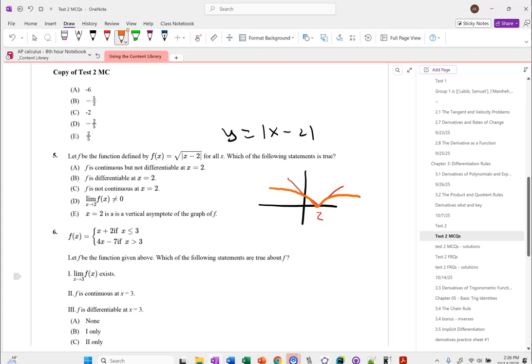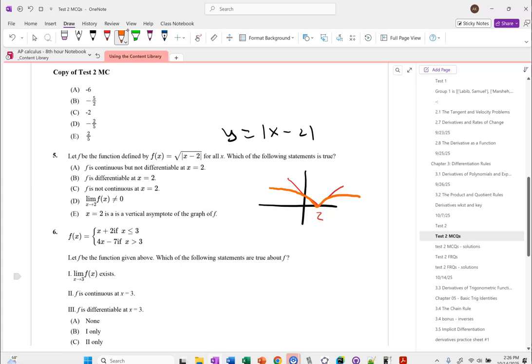So if I look at this, do I have continuity? Can I draw that graph without picking up my pencil? Yup. Do I have differentiability? Nope. I think that will do it for us, right? Continuous but not differentiable. Does that feel okay?